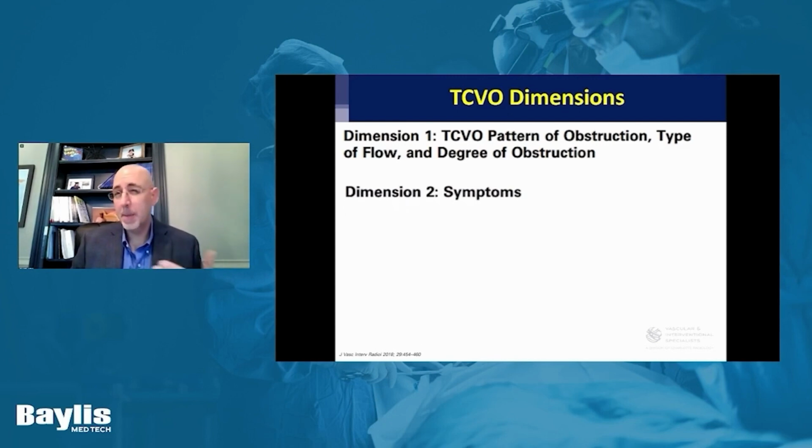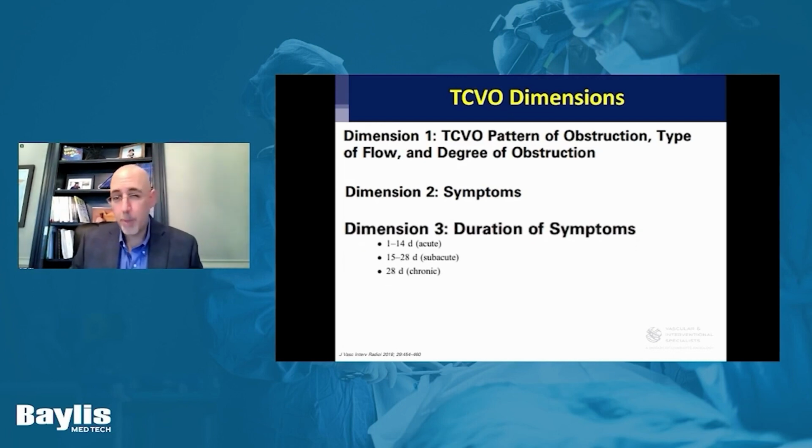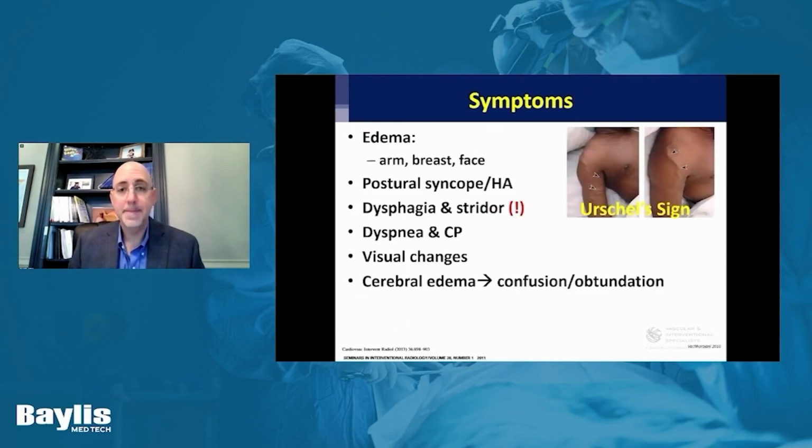And we'll talk a little bit about the symptomatology in these patients, that not everyone has symptoms. And that's really important because we don't treat asymptomatic patients unless we have a different goal in mind. For example, getting to the right atrium because they need a catheter or something like that. Duration of symptoms, which are somewhat arbitrarily defined as acute, subacute, chronic these days. Signs on physical exam, and then performance status. How debilitated are they?